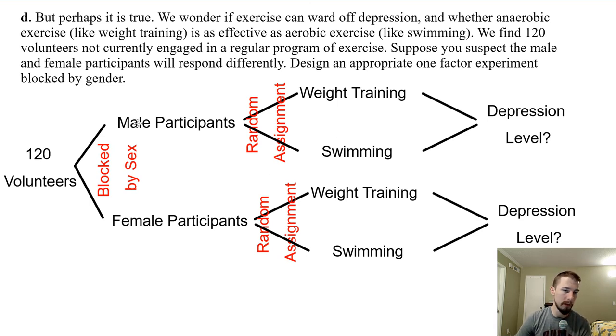We're going to block it by sex, so we're going to break them up into male and female. And then we randomly assign the males to weight training or swimming and the females to weight training or swimming. And when we're done, we compare their depression levels, whether it's 1 to 5 or whatever.